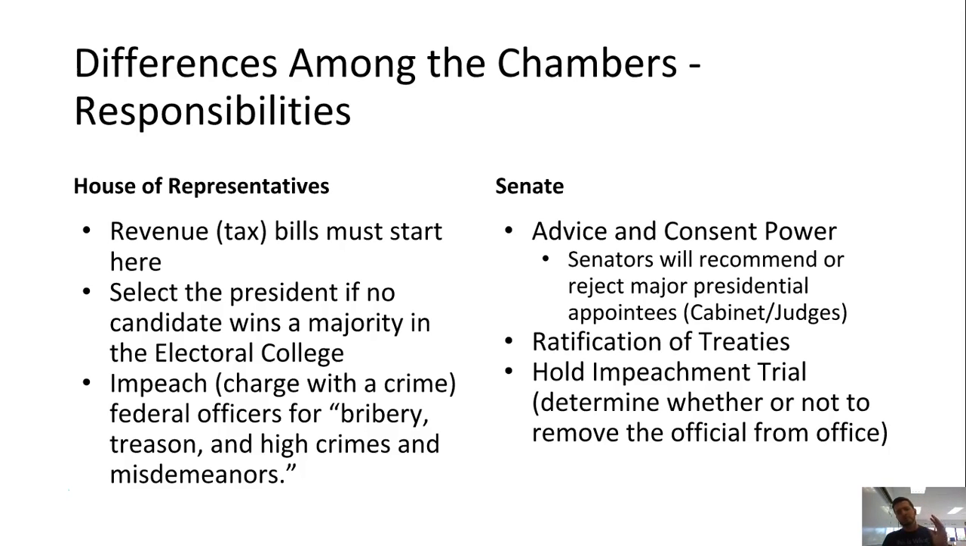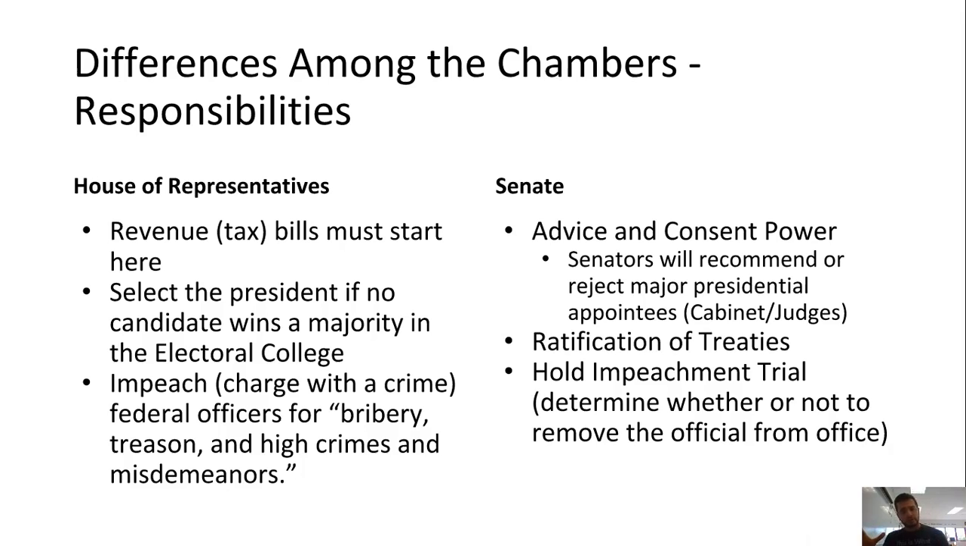They also are going to impeach federal officers for bribery, treason, and high crimes and misdemeanors. And make sure you understand, guys, that the word impeach literally just means to charge with a crime. A lot of people mistakenly think that impeach means to remove from office, and that's not the case. So when you are impeached, you are literally just charged with a crime. Nothing bad has happened to you yet. You have not been kicked out, and in this case, you have to go to trial in the Senate, and then they will decide if you should get kicked out or not.